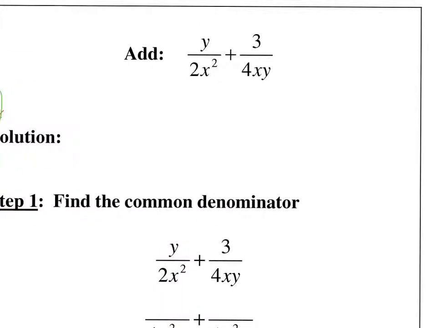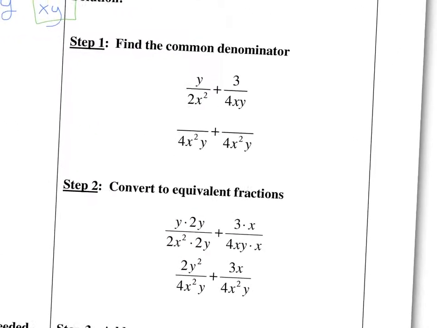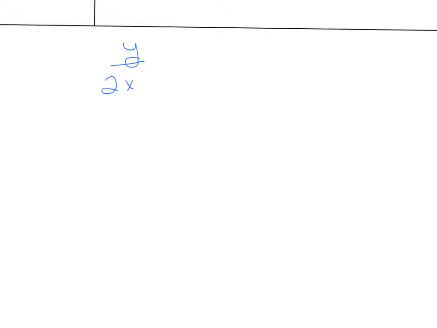All right, we're going to add. I actually think there's more room down here at the bottom to add these. So I'm going down here to the white space. We're going to add y over 2x squared plus 3 over 4xy. All right, so the first thing we need to do is find a common denominator.